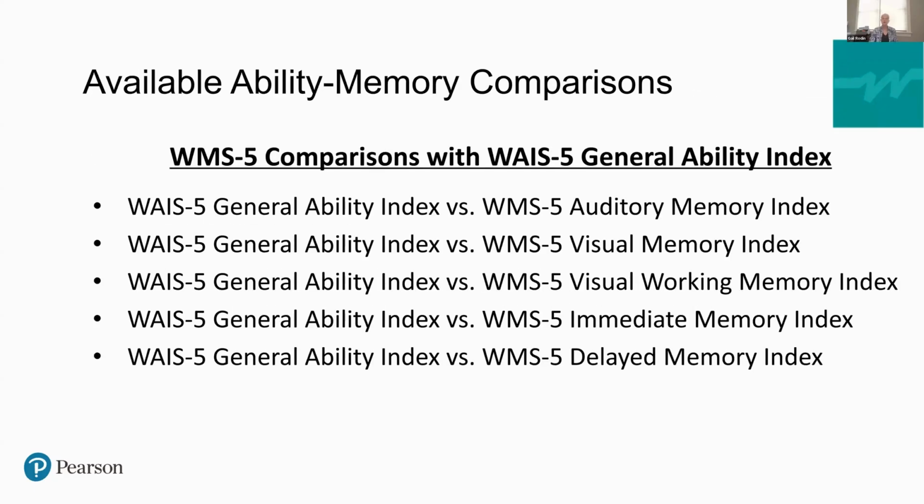What comparisons are available? First off, you can compare an examinee's WAIS 5 GAI with any or all of the WMS 5 primary index scores. That is, with auditory memory, visual memory index, visual working memory index, the immediate memory index, and/or the delayed memory index.